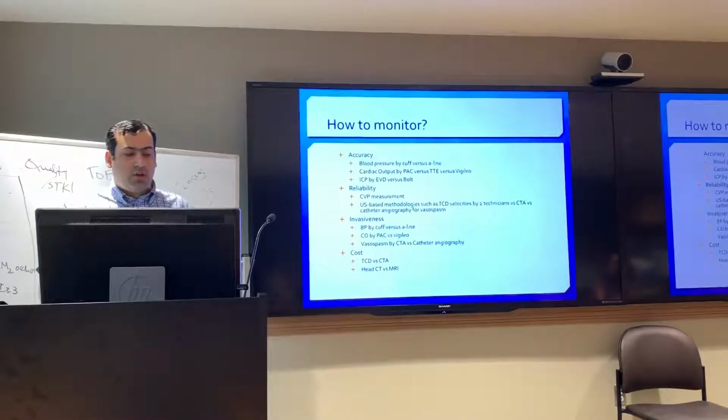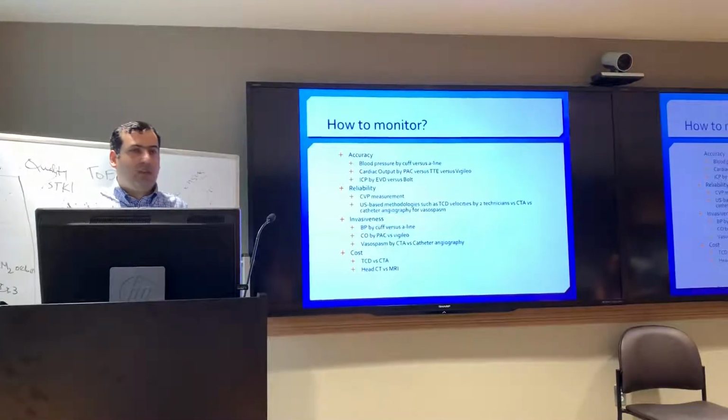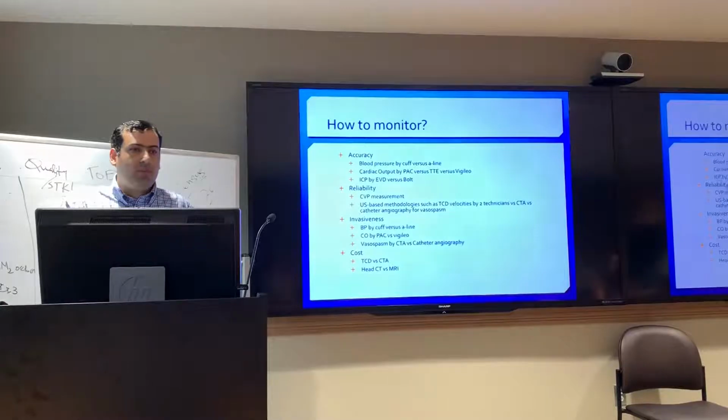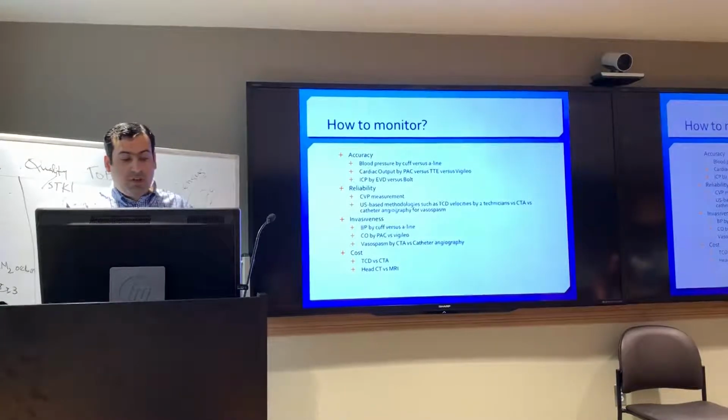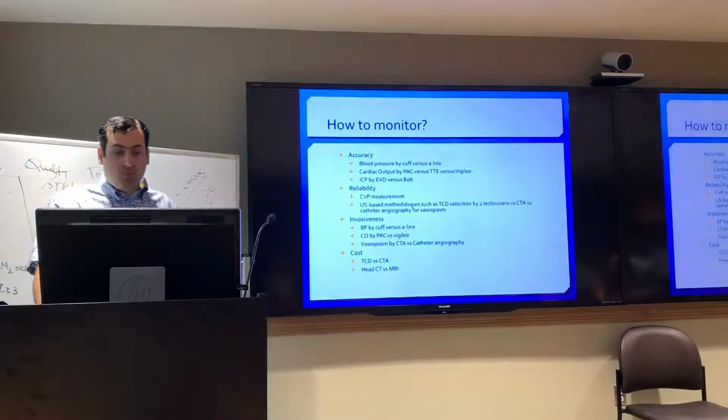We can measure cardiac output by pulmonary artery catheter, but that's invasive. So many times we decide to choose a Vigileo and buy it. If the patient is a candidate for heart transplantation, we may have to pay that price. But if the patient is under induced hypertension for vasospasm, probably Vigileo will do the job for us. Or you can check vasospasm by CT angiography and catheter angiography. And both of them are in a way invasive, but definitely catheter angiography is more invasive.